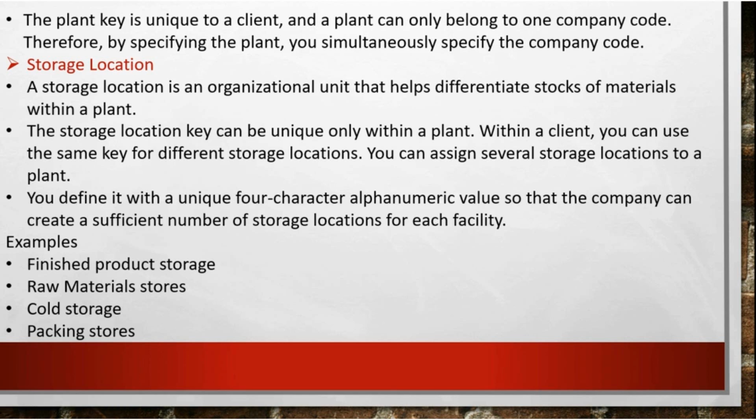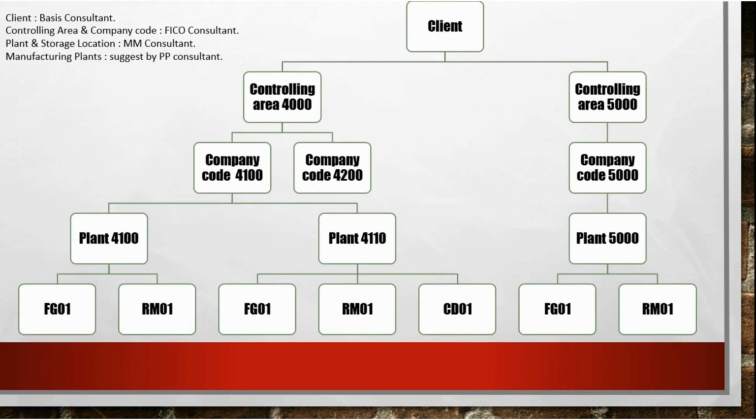So in another plant you can take the same storage location as you have taken in this plant. Within a client, you can use the same key for different storage locations. You can assign several storage locations to a plant. One more point is that you define it with a unique 4-character alphanumeric value, so that the company can create a sufficient number of storage locations for each facility. I hope you have understood storage location also.